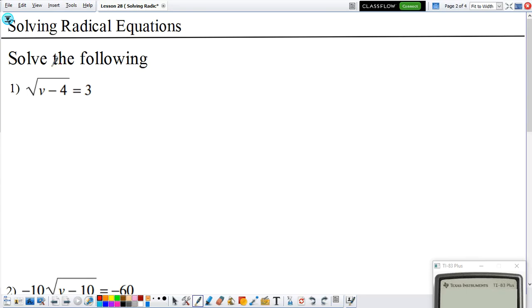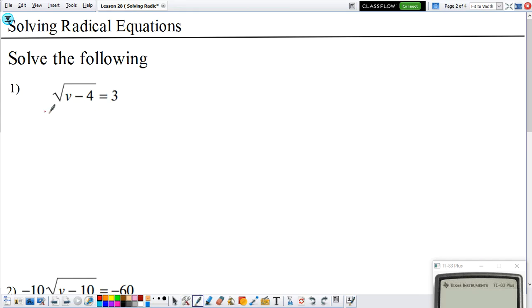Let's solve the following. You notice that here we want to solve for b. B is inside the square root. So in order to solve this, there are some steps. First, we need to make sure that the square root is isolated, which it is. There's no number in front, so that's good. Now that the square root is isolated, we're going to use the opposite to cancel it out.